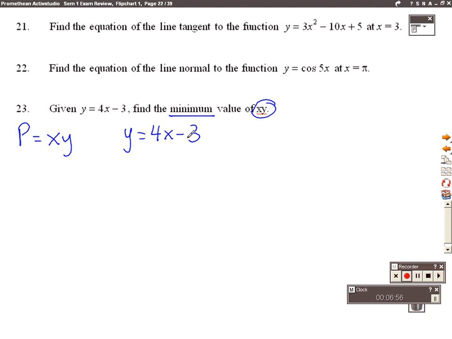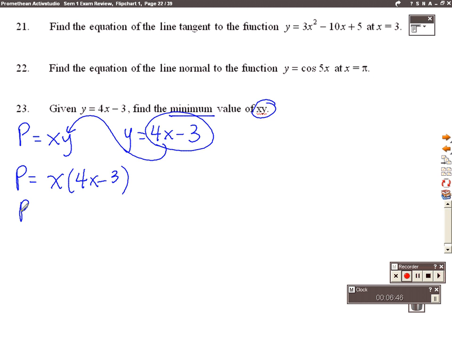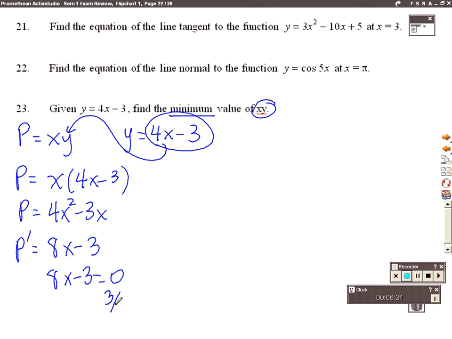All we're going to do is substitute 4x minus 3 in place of y so that we have one variable. So the product would be x times 4x minus 3. So when we distribute that, we get 4x squared minus 3x. Since we're trying to find the minimum, we're going to find the first derivative and set it equal to 0. And if I set 8x minus 3 equal to 0, I get 3/8 as the value of x that would give the minimum.